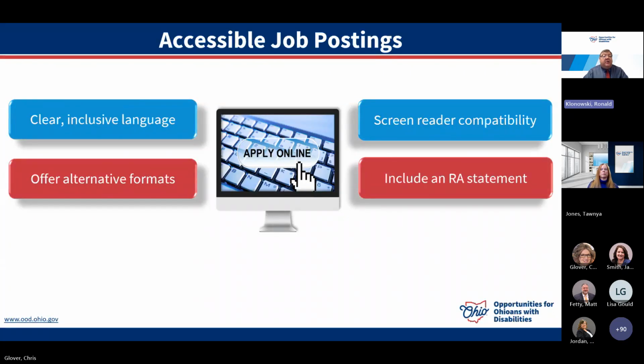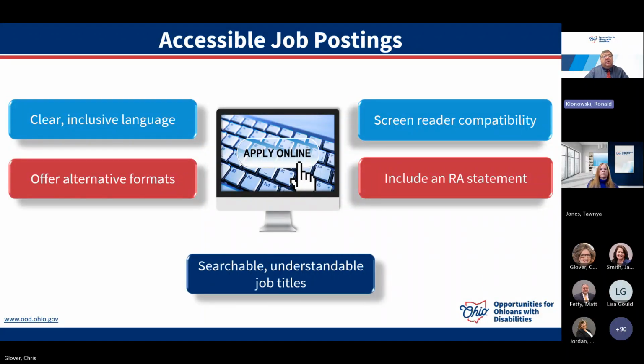Include a reasonable accommodation statement. Here's an example. We are committed to providing an inclusive application experience. If you need accommodations during the application process, please contact our HR department. Alternative application methods are available upon request. Use searchable, understandable job titles. For example, use customer support specialist instead of support staff to more clearly define the role and the responsibilities. This helps applicants understand the expectations.